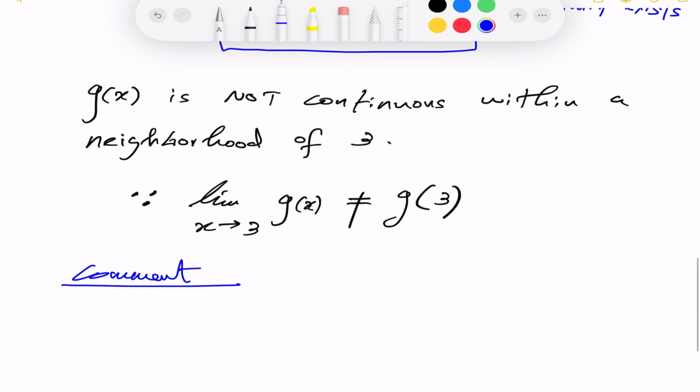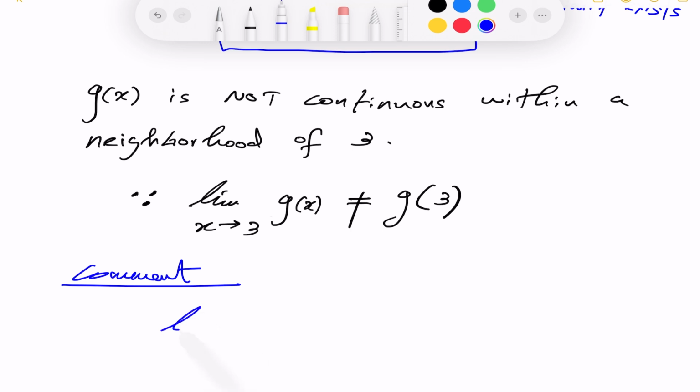What if your left hand limit and right hand limit are not equal to one another? Or in other words, if the limit does not exist, can the function be continuous? Of course, the function cannot be continuous.